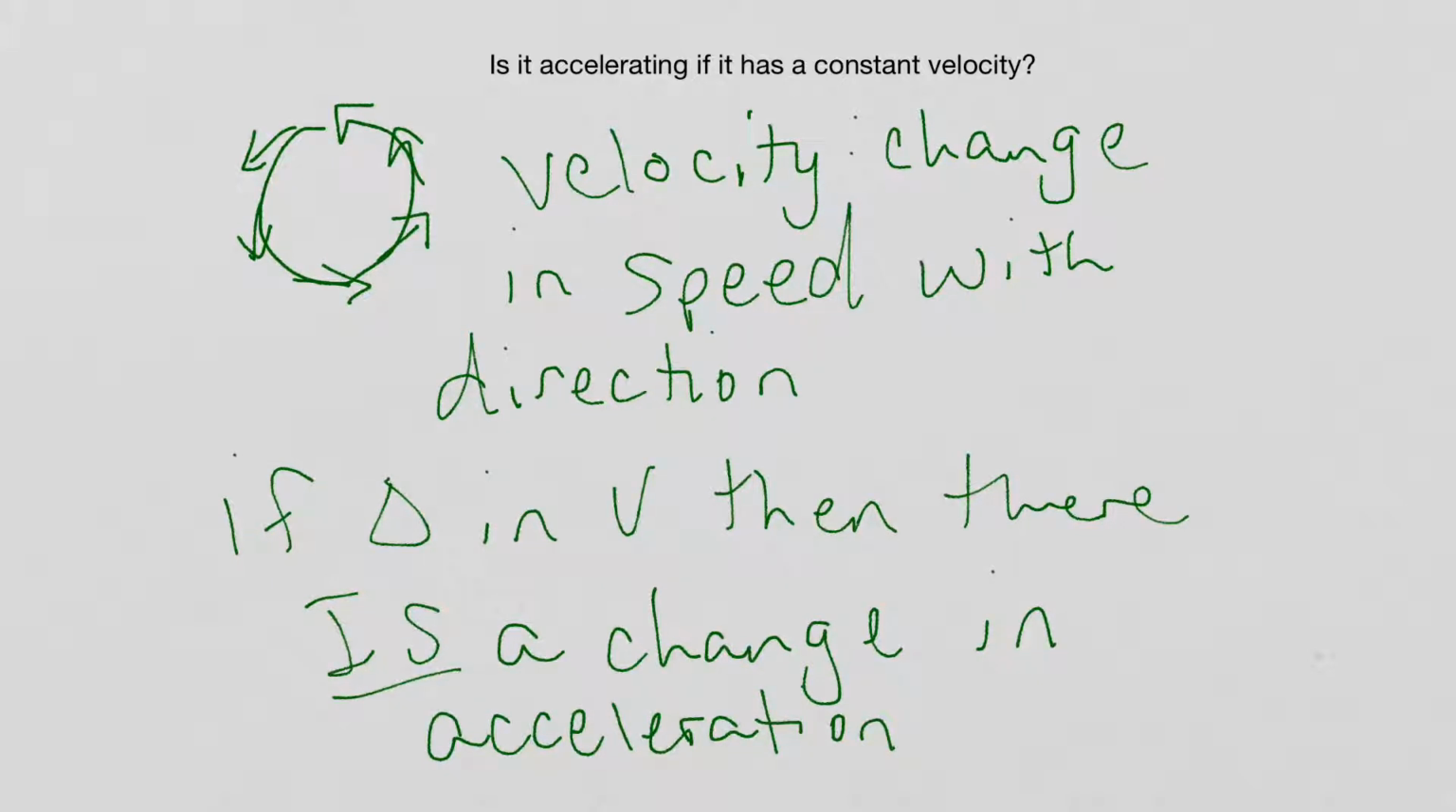So again, if there's a change in velocity, then there's an acceleration. So that's what centripetal acceleration is, that change in velocity as it goes around the circle. So let's talk about the direction of the centripetal acceleration for just a minute.